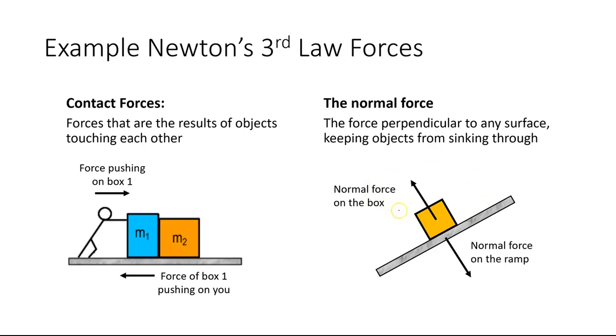Here you can see I have it drawn in and it is acting perpendicular to the ramp. And then because the normal force is the force of the ramp acting on the box, it's going to be the result of the fact that the box will have a normal force acting down on the ramp. So those are going to be action-reaction pairs here.